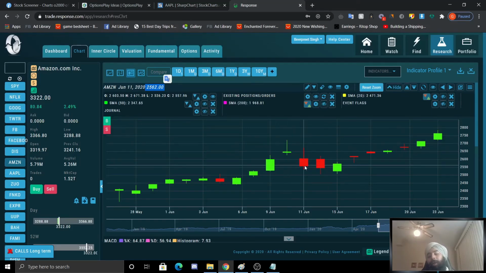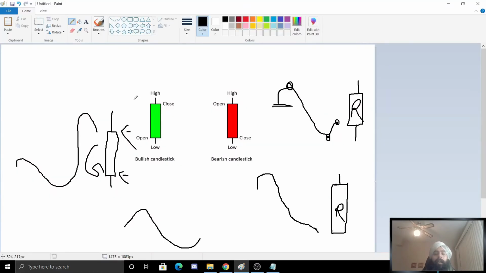After 2 days, where does the stock close? Red candle closes below. So this is where it got closed. Where is the price? $2,554. I hope by now you know what is a candlestick. Where does it open? Where does it close? Again, green candle closes on top. Red candle closes below. Green candle opens below, closes high. Red candle opens high, closes below. So see this candle and you'll figure it out.